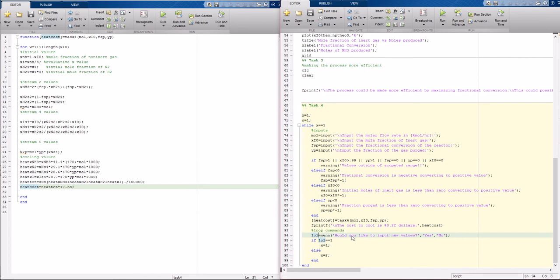Now, would you like to input new values? What this is basically going to do is ask you if you want to input new values. You can put yes or no. Now, I'm going to show you the code running.